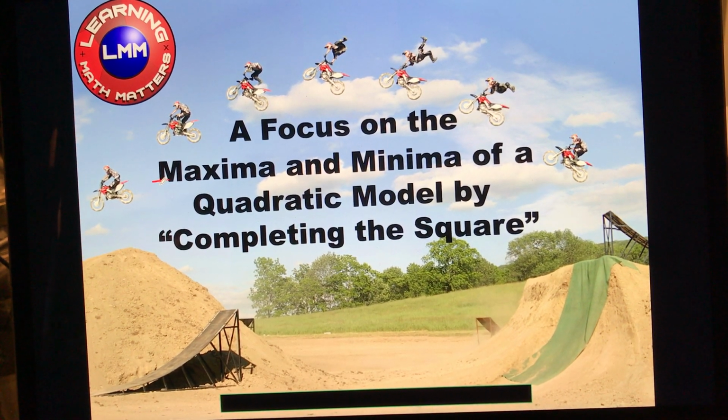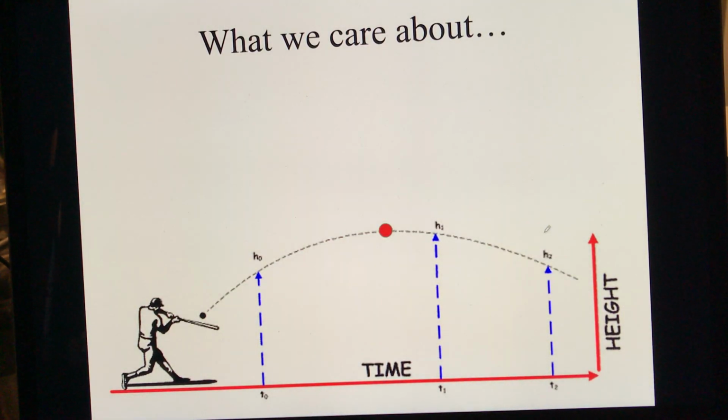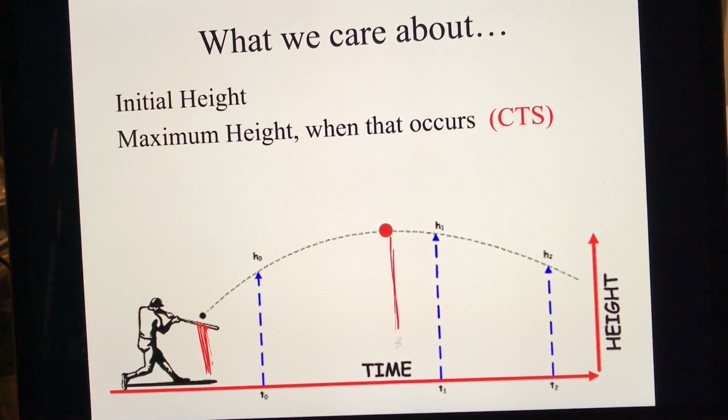For this video, we'll focus on what we call the maxima and minima of a quadratic model by this process, completing the square. So the things that we care about so far that we've seen with the quadratic is we care about the initial height, how high off the ground is something initially. We care about the maximum height, how high does something get to its maximum, and this is what completing the square is going to help us with.